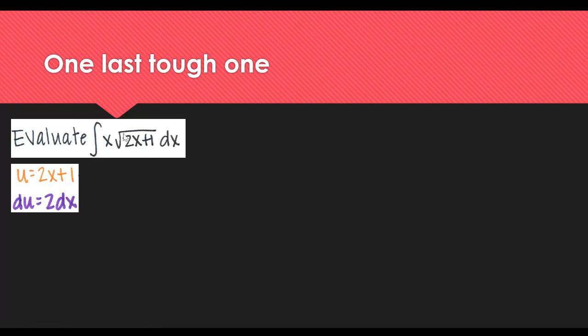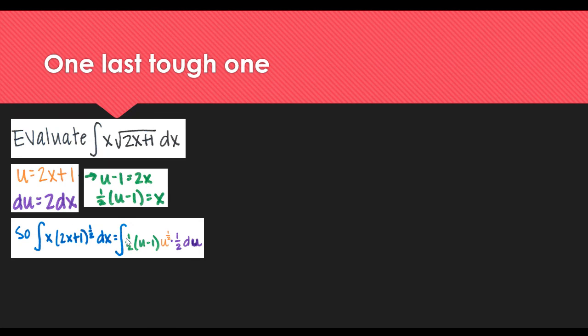But I also have this x just hanging out here. That's a problem, right? There's no x anywhere in here. So what I'm going to have to do is figure out what x is in terms of u. So I'm going to take this equation right here, and I'm going to subtract 1 and divide by 2. So x is 1/2 times u minus 1. Okay, so I just solved that u equation, got the x by itself. So now I know that x right there I can replace with 1/2 times u minus 1.